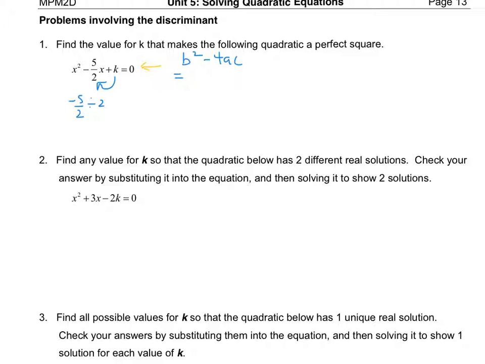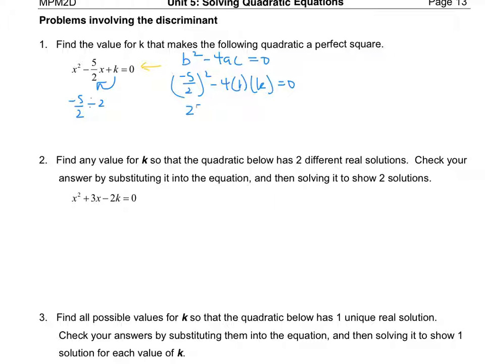So I know that my b squared minus 4ac has to equal 0 here. So I'm going to use the discriminant. That means my negative 5 over 2, if I square that and take away 4 times my a, which is 1, times my c, which is k, I know that has to equal 0.